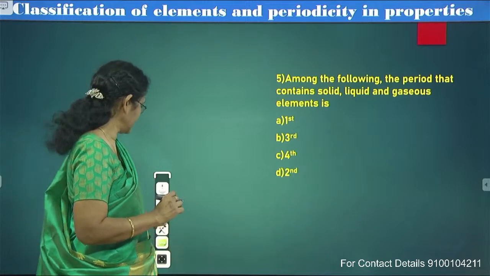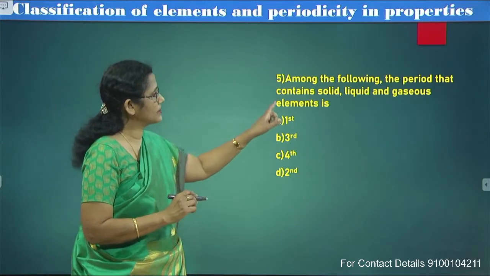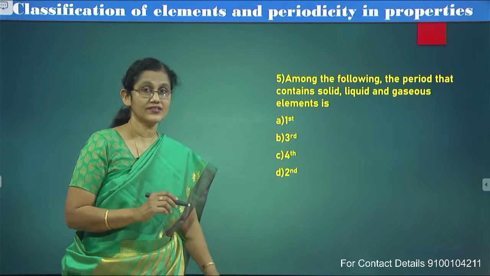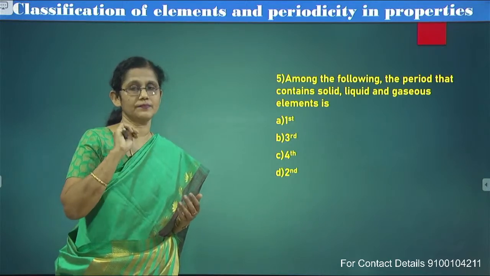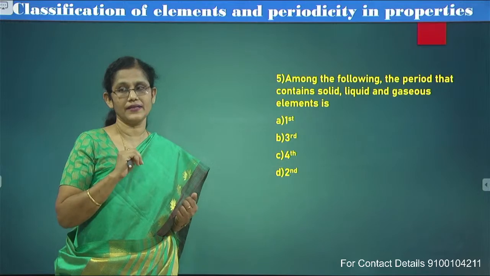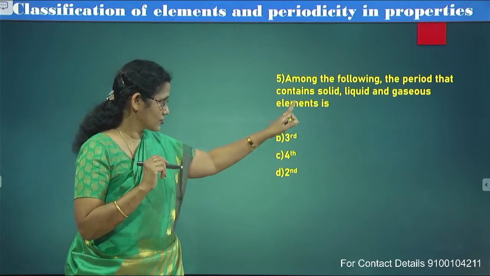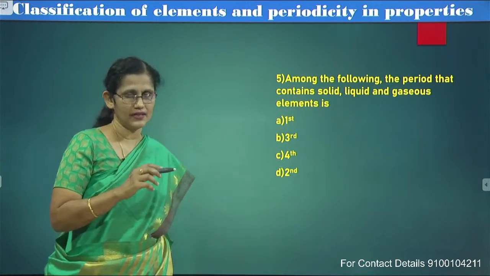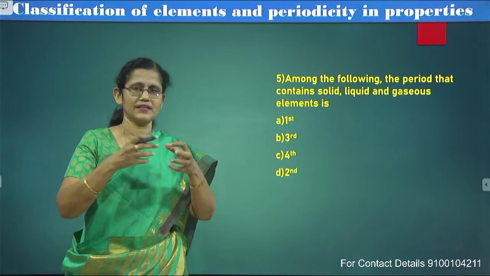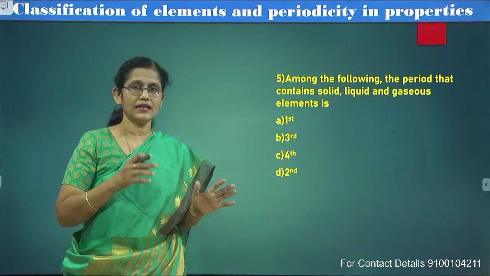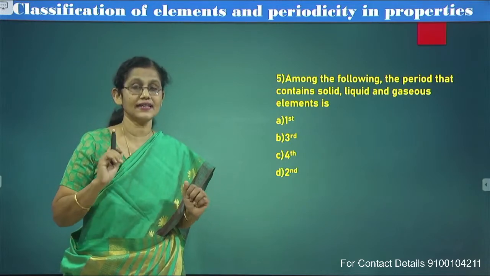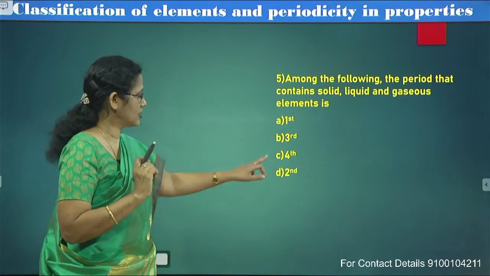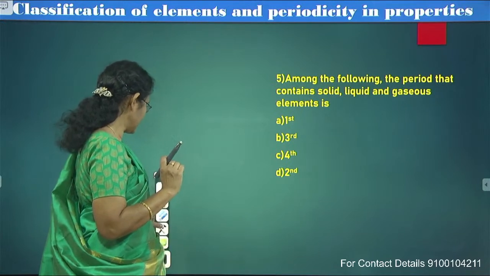Among the following, see here, the period that contains solid, liquid and gaseous elements. We discussed bromine, it belongs to the 4th period, and mercury, it belongs to the 6th period, right. So, which period has solid, liquid and gaseous elements? Every period except the first period has solids. Every period has gaseous elements, 18th group. So, where is the liquid? 4th period, bromine. So, the third option, C, should be the correct option.